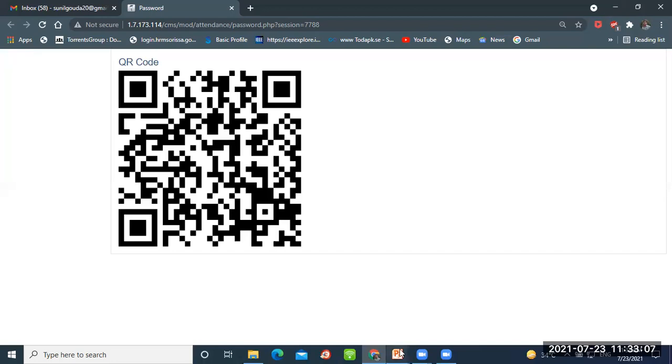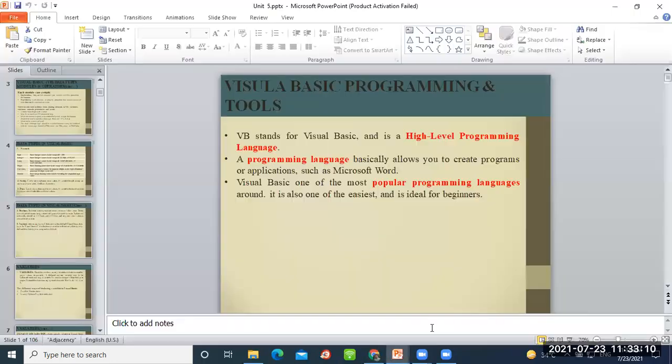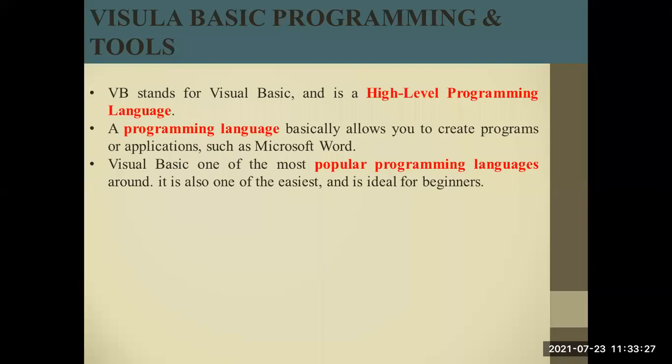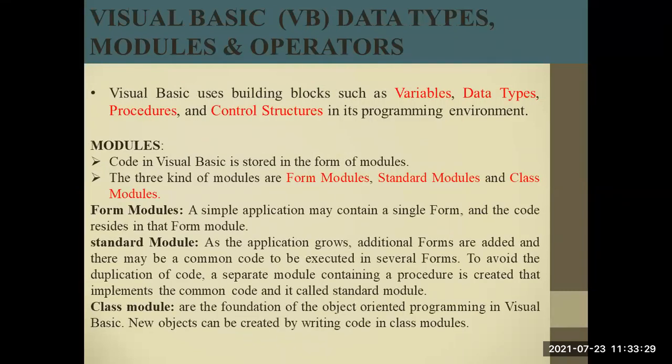Let's start the session. We are just going to discuss the Visual Basic data types, modules, and operators. What are the different modules we have? What are the different operators? And what are the different data types that are supported by Visual Basic?